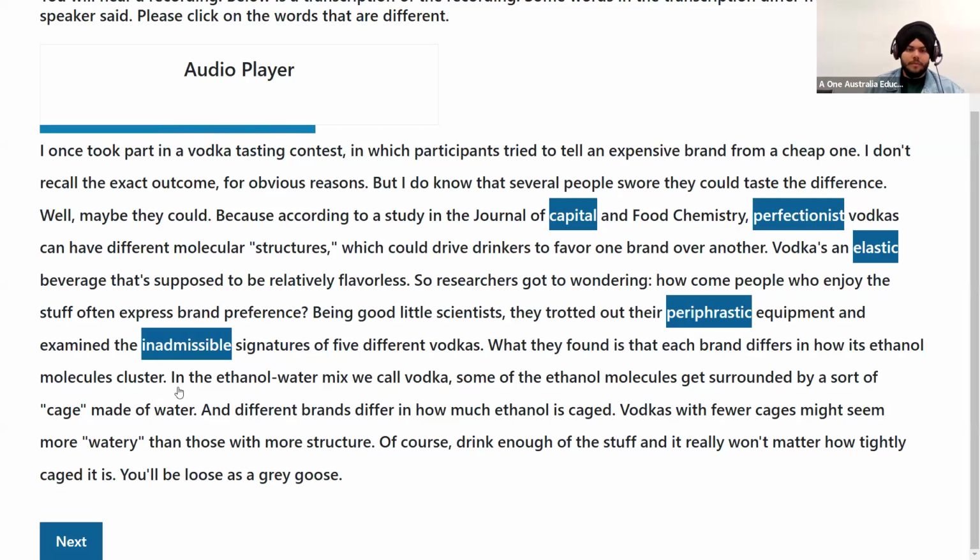In the ethanol water mix we call vodka, some of the ethanol molecules get surrounded by a sort of cage made of water, and different brands differ in how much ethanol is caged. Vodkas with fewer cages might seem more watery than those with more structure. Of course, drink enough of the stuff, and it really won't matter how tightly caged it is. You'll be loose as a grey goose.